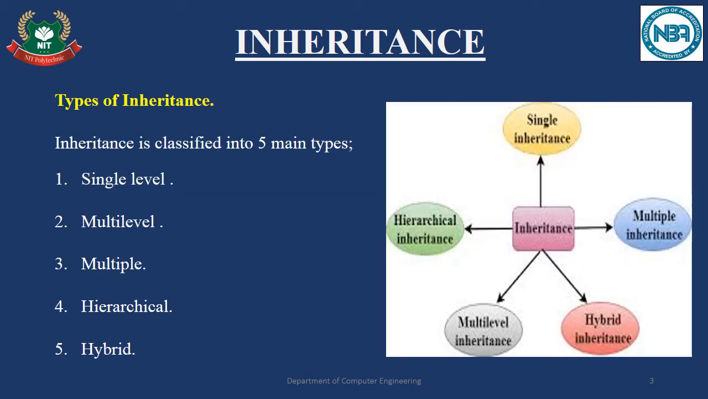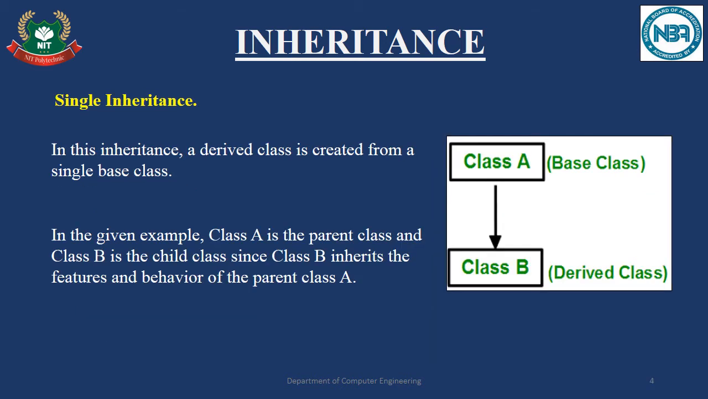Now coming to types of inheritance. Inheritance is classified into 5 main types. First type is single level inheritance, also called single inheritance. Second type, multi-level inheritance. Third type is multiple inheritance. Fourth, hierarchical inheritance. And fifth is hybrid inheritance. We will see each in detail.